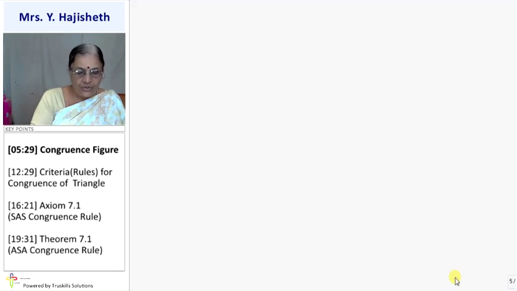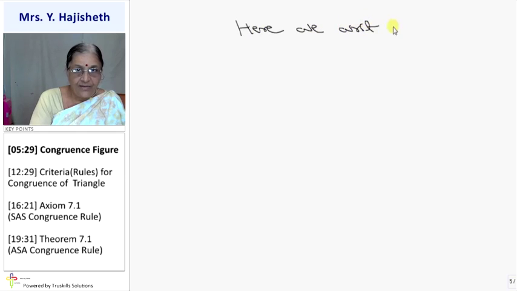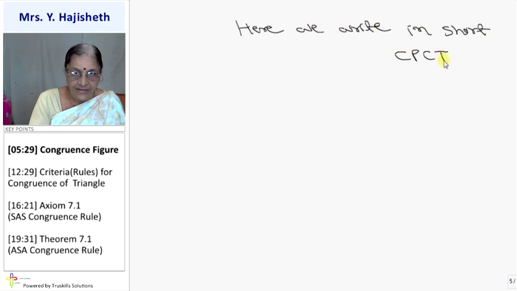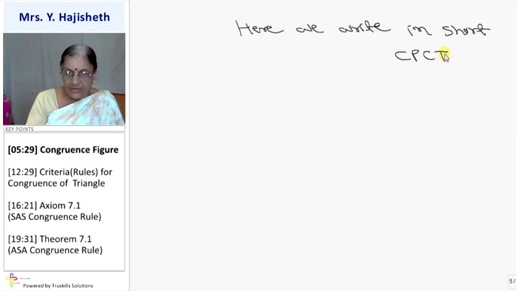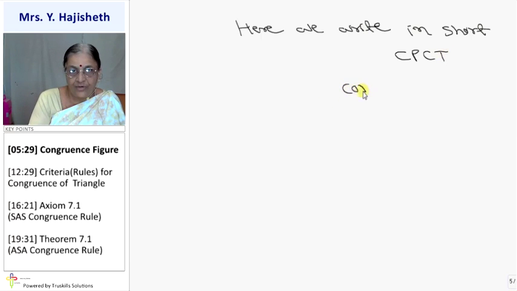Here we write in short CPCT, which means corresponding parts of congruent triangles. This is what it means.